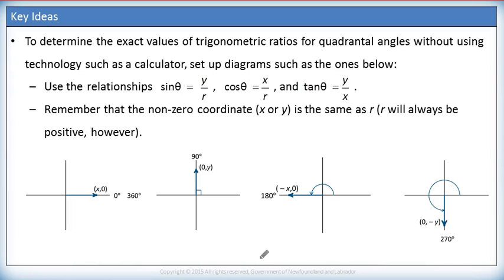In summary then, to determine the exact values of the trigonometric ratios for quadrantal angles without using technology, we use our relationships. Sine is y over r, cosine theta is x over r, tan is y over x, and set up diagrams such as the ones below.